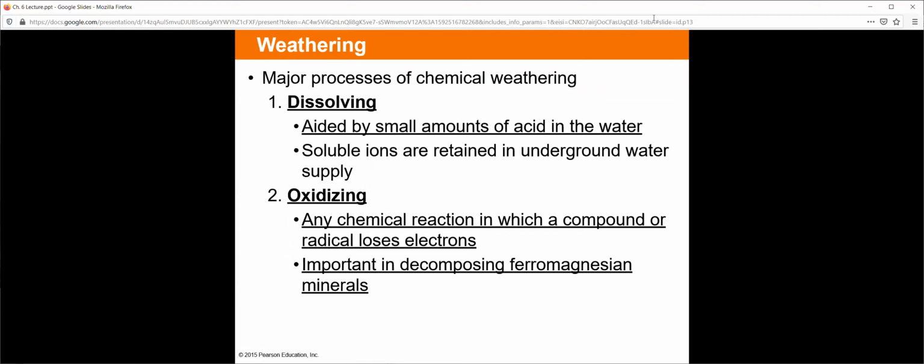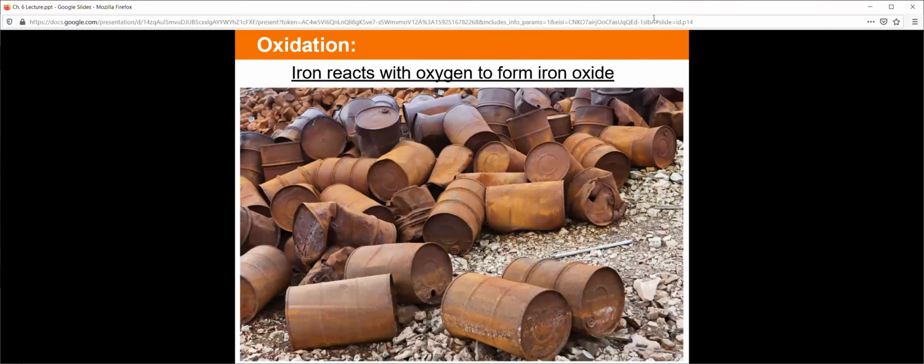Oxidation, this is rusting or tarnishing, right? Any chemical reaction in which a compound or radical loses electrons and decomposes in some sort of way. As I said before, iron reacts with oxygen to form iron oxide. This rusting is a very tangible example of oxidation. So if you see some sort of rusting going on in a rock, that's because it's oxidizing the same way that these barrels would oxidize.